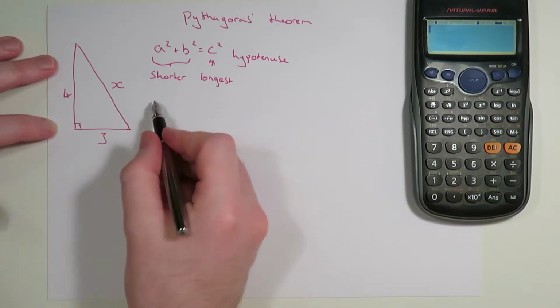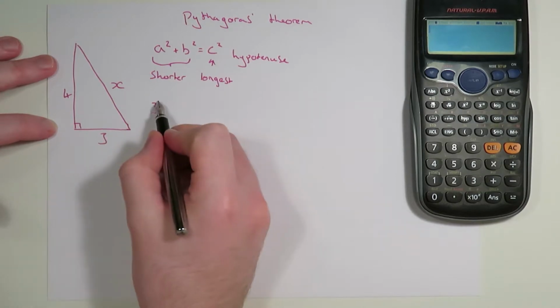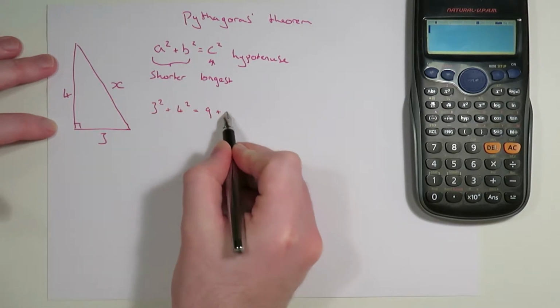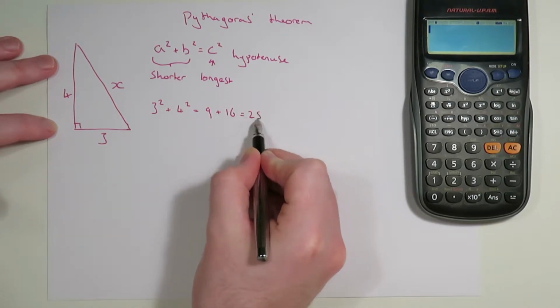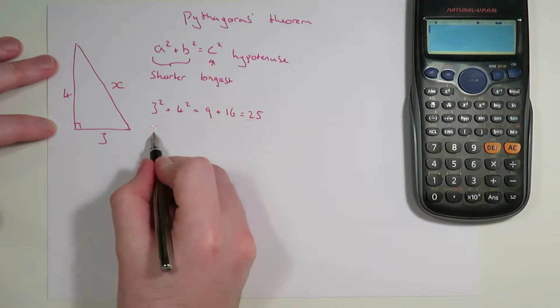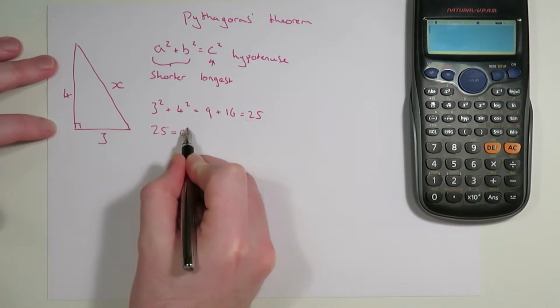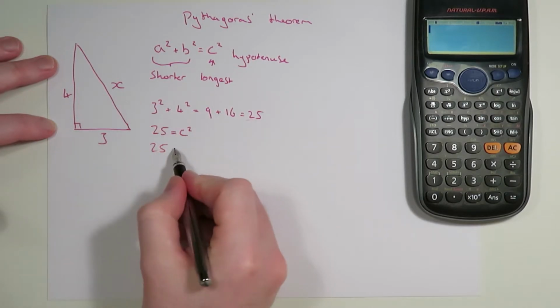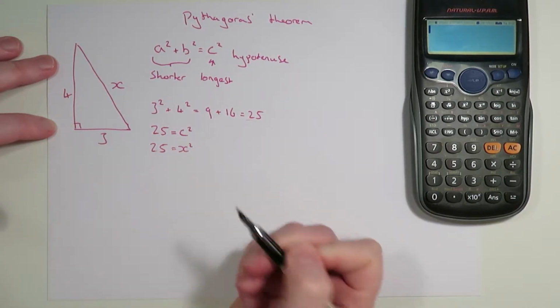So in this case here, we would have the two shortest lengths squared. So that would be 9 plus 16, which is 25. And that there is c squared. So 25 is c squared, the longest side squared. In this case, we don't have c, we have x. So that would be x squared.